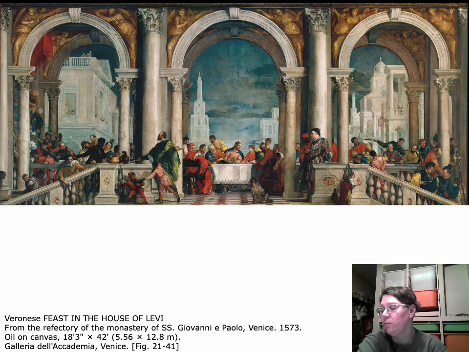This really prompted criticism from the Catholic Church, and they accused Veronese of impiety for painting such creatures so close to the Lord, and they ordered him to make changes at his own expense. So he decided he was just going to change the painting's title.